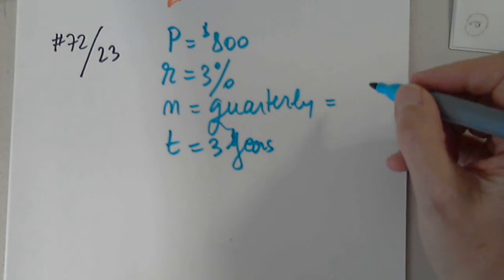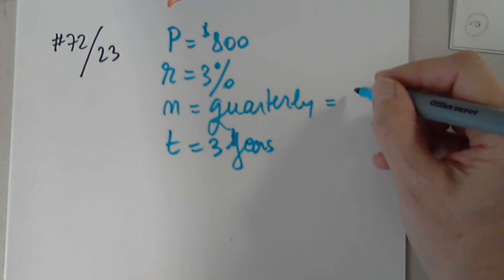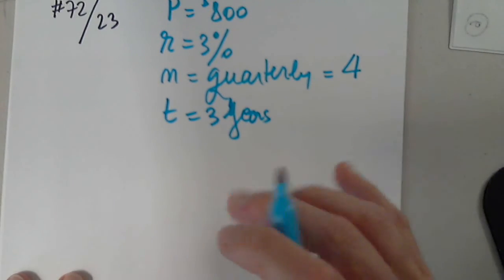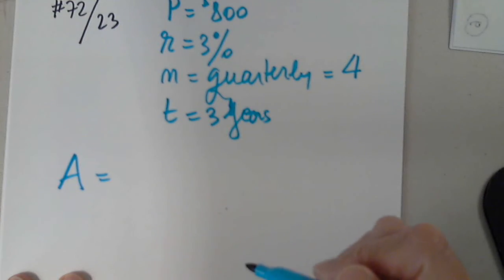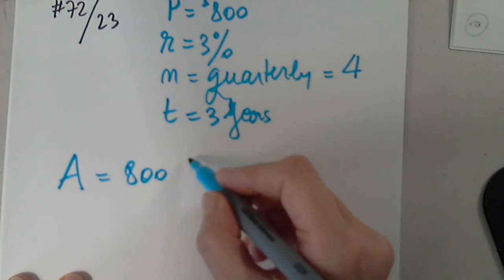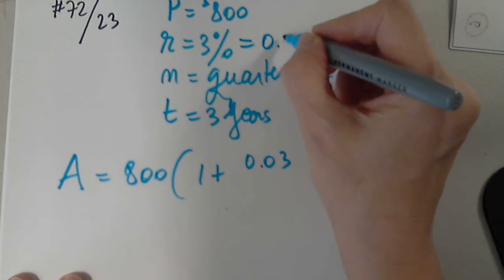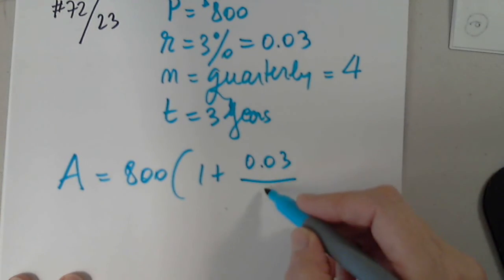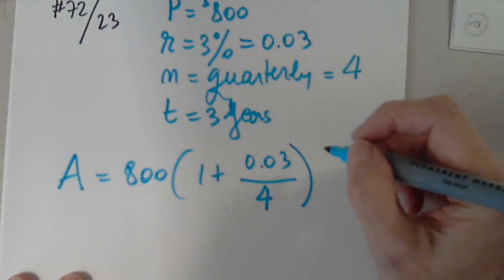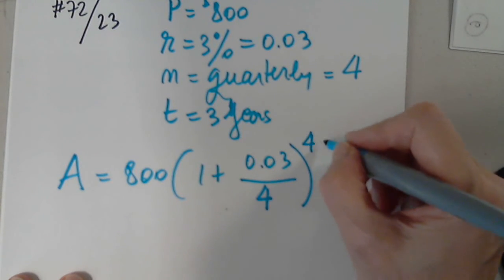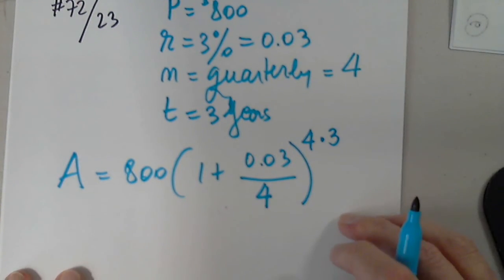How many quarters are in a year? Very good. So now we already know the formula. So the principal is 800. 1 plus 0.03 divided by n, which is 4, power. 4 times the number of years, which is 3.